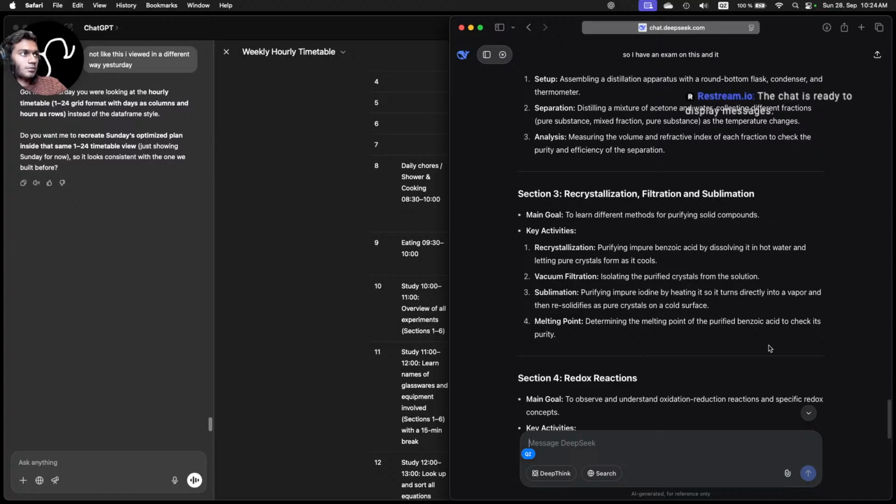Sublimation, purifying impure iodine by heating it so it turns directly into vapor and resolidifies as pure crystals on a cold surface.